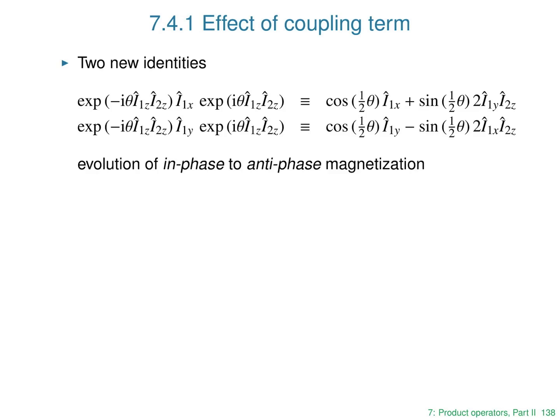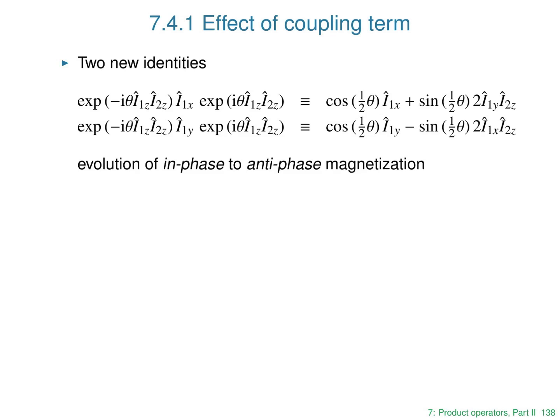And lo and behold, on the right, you get cosine times the operator that I first thought of, the I1x, and a new term multiplied by sine, which is 2I1y I2z. And likewise, if you take the coupling term and act on I1y, you get the old term times the cosine and a sine times the new term, which is 2I1x I2z.